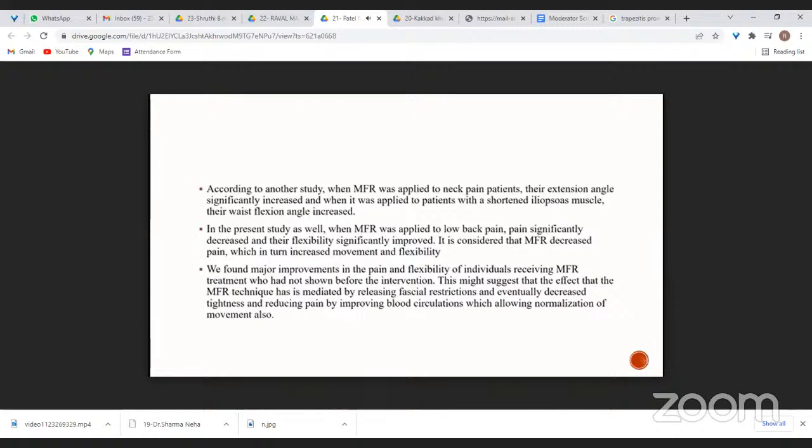So we found a major improvement in the pain and flexibility of individuals receiving the MFR treatment, which had not been shown before the intervention. This might suggest that the effect of the MFR technique is mediated by releasing fascial restriction and eventually decreasing the tightness and reducing pain by improving blood circulation, which also allows the normalization of movement.